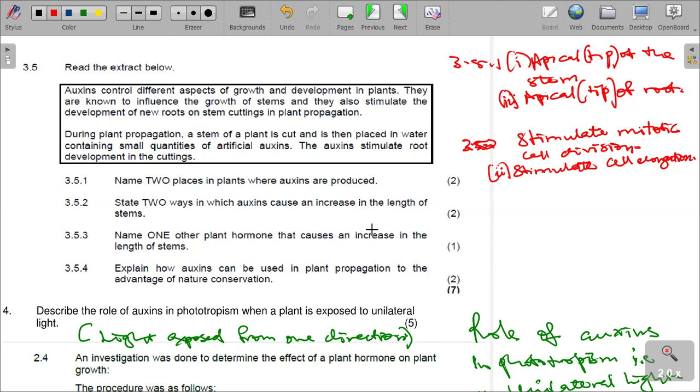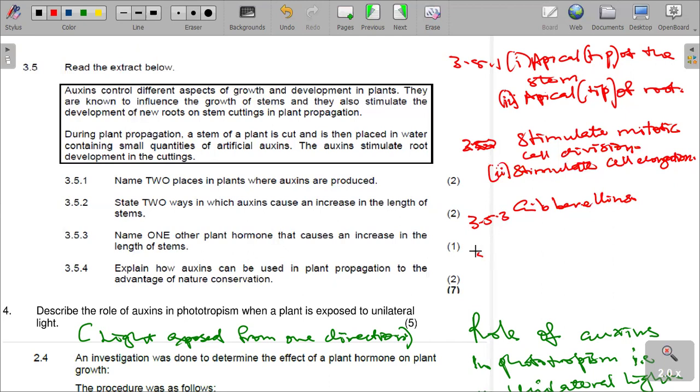And then question 3.5.3, name one other plant hormone that causes an increase in plant length of stems. Remember that we're saying cell growth is caused by auxins. The cell elongation is caused by auxins and what? And gibberellins. It is gibberellins that are also responsible for this function.